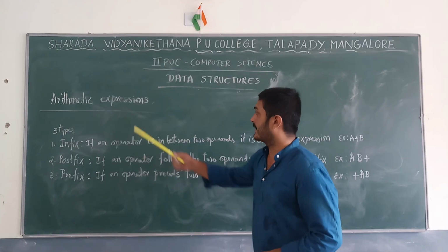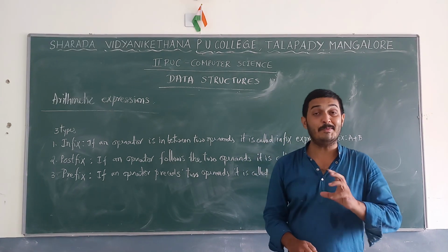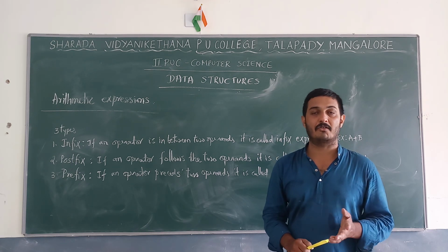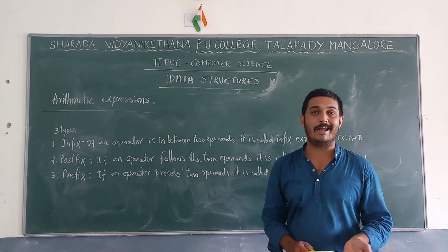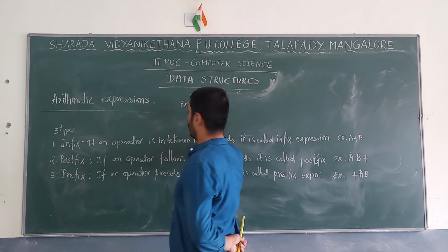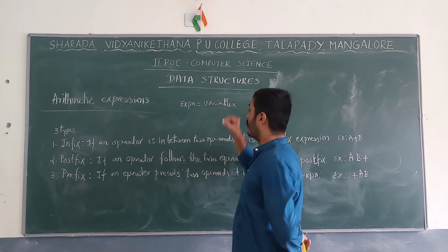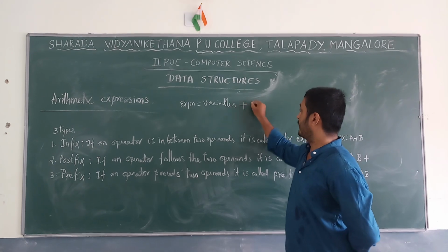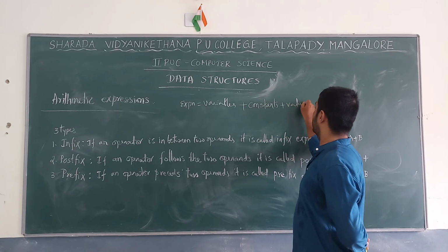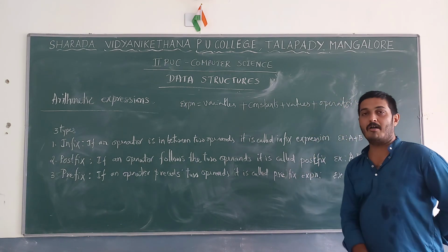Next concept is arithmetic expressions. Last year we studied about arithmetic expressions. What do you mean by an expression? An expression is a combination of variables, constants, operands, some values, etc. It's a combination of variables plus some constants plus some values plus some operators. So it is called an expression.